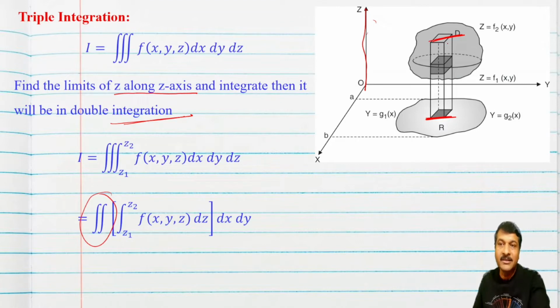What are the limits of z? You decide first. So here this inner integral becomes like this: integration from z1 to z2, f of x, y, z. So these are the limits of z. So integrate with respect to z first. Whatever the result will be, it is in double integration. Then we should know how to evaluate double integration.